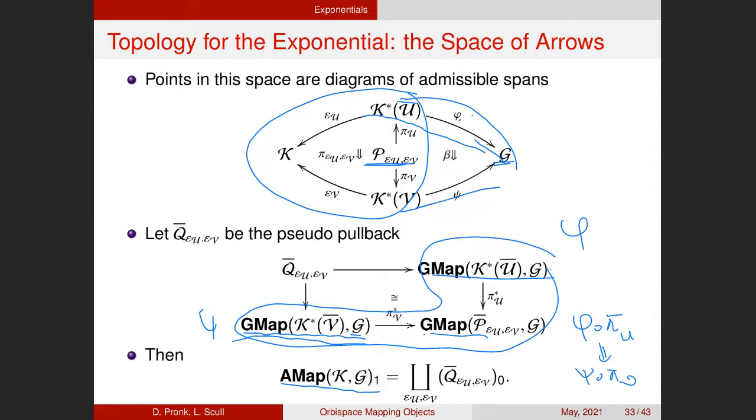This is how a pseudo pullback is calculated. It's an object here, an object there, and an arrow between the images, which precisely gives me that beta. So if I take the space of objects of that pullback, I get precisely a space that encodes the right-hand sides here. So that will give me a map.